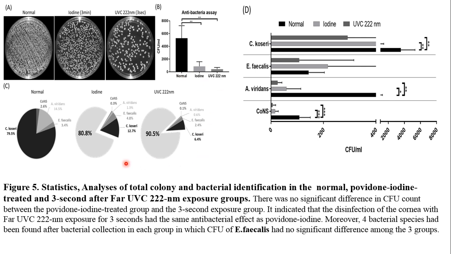UVC. So here we can see that UVC has very good results compared with iodine and the normal one, and here is also a significant figure that shows UVC is much more effective compared with the iodine group. And here we also got some bacteria in each strain after giving exposure. These are the different types of bacteria which we got on each cornea.